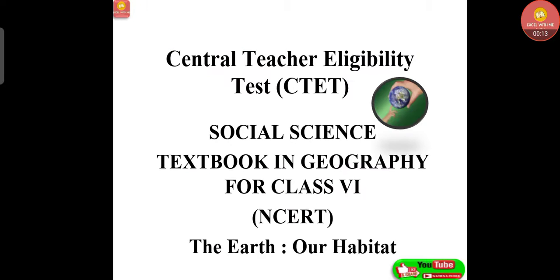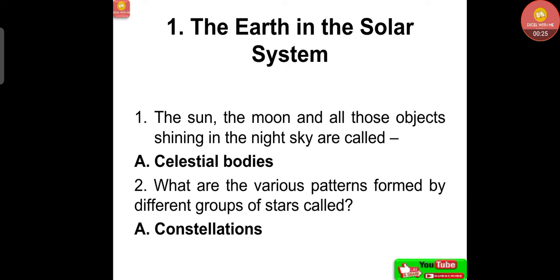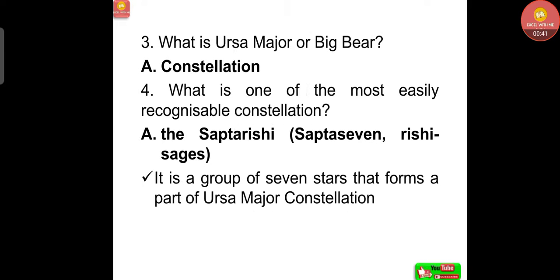Let's start today's class, that is Central Teacher Eligibility Test, Social Science, Paper 2, Class 6 Geography, The Earth Our Habitat, Chapter 1. Practice questions. Number 1. The sun, the moon and all those objects shining in the night sky are called celestial bodies. What are the various patterns formed by different groups of stars called? Constellations.